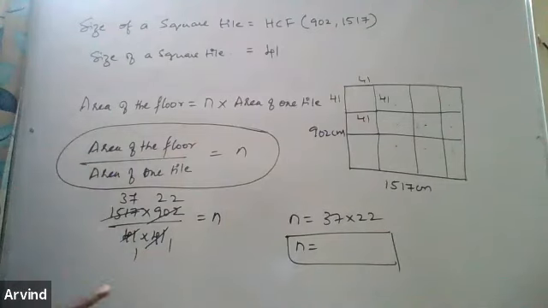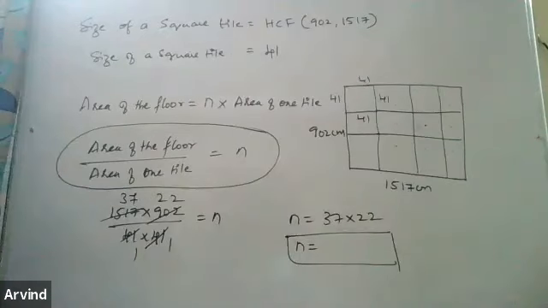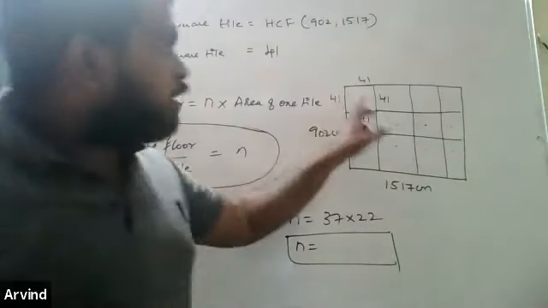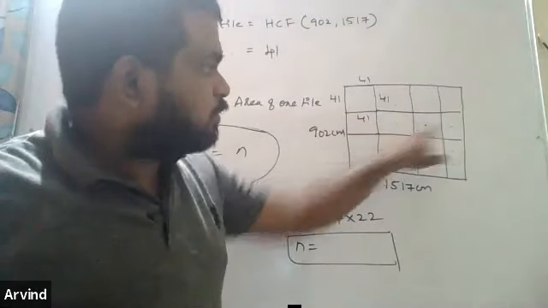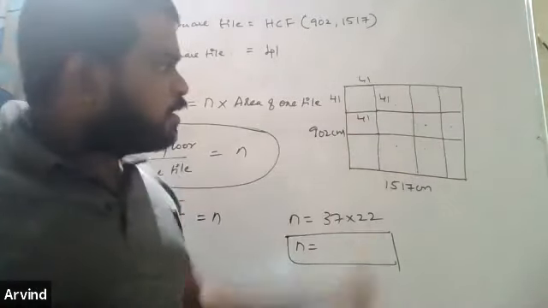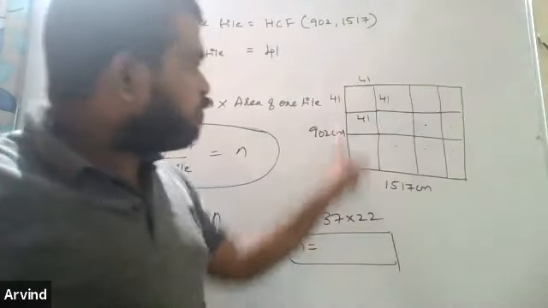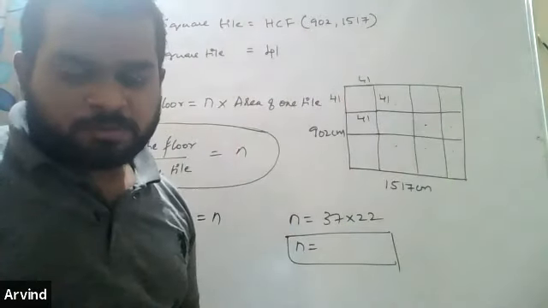I hope I'm clear. Sir, can you explain again, sir? Yes, sir. From where, Joyce? From where do you want me to explain? From the beginning or from where? Sir, area of the floor. Okay. See here. If I find the area of all these tiles and add together, will it be equal to the area of the floor? Do you agree with me?